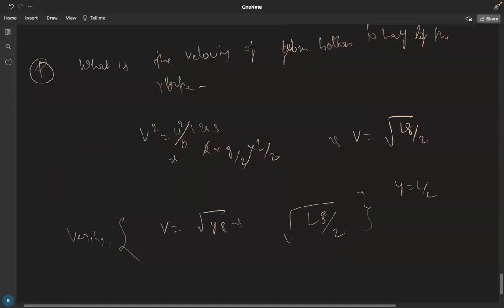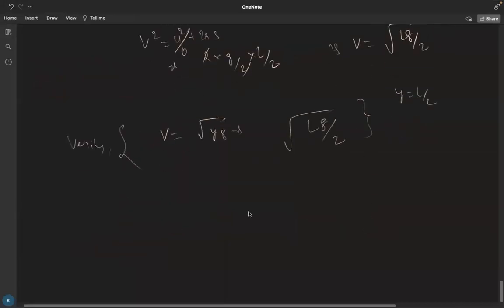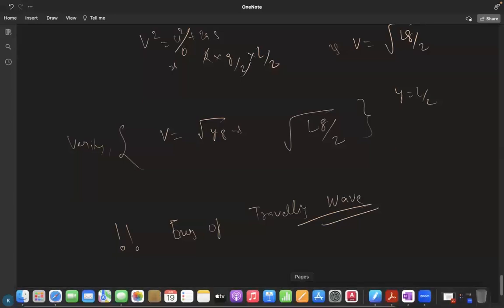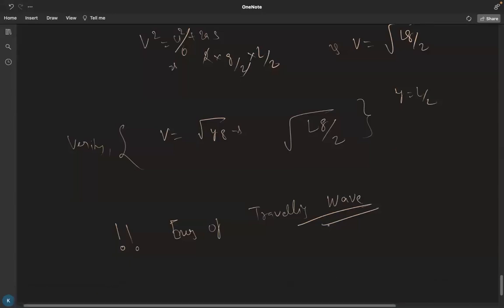There are many ways to calculate this, right? These are actually easy things. I hope it will be clear to all of you. And now let's move on to the next part, which is the energy of the traveling wave. That's all for today. I'm going to discuss the energy of the traveling wave in the next class. It is a very important topic, because you have to know about the kinetic energy and the potential energy associated with the string.